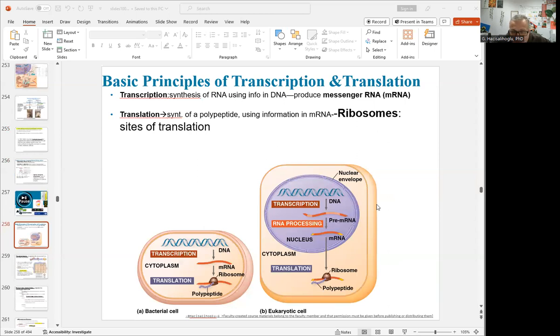But they have a much simpler transcription and translation. Everything happens inside the cytoplasm. They don't have a nucleus, but they do have ribosomes. And the second picture is our eukaryotes that we saw three slides ago.